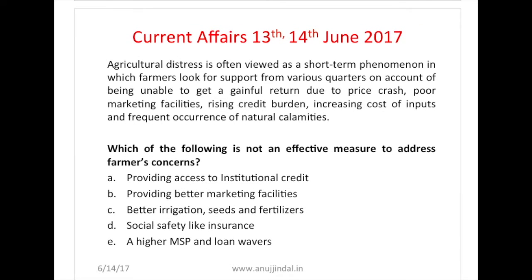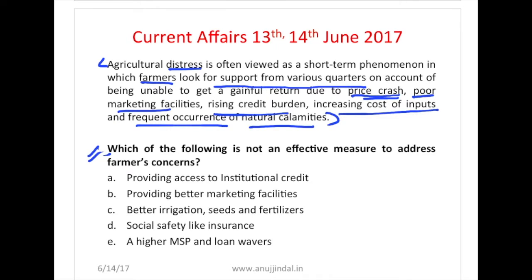So this is a very important question, specifically for phase 2 ESI of RBI exam. There is a statement given and then there is a question here. Let's read the statement. The paragraph says, agricultural distress is often viewed as a short-term phenomenon in which farmers look for support from various quarters on account of being unable to get a gainful return due to price crash. So whenever there is an agricultural distress, there is a price crash, and therefore they want support from other quarters in order to fulfill their cost. Price crash, poor marketing facilities, rising credit burden, increasing cost of inputs, and frequent occurrence of natural calamities. So these are all the reasons which result in agricultural distress for farmers.